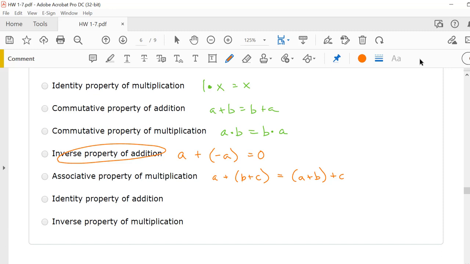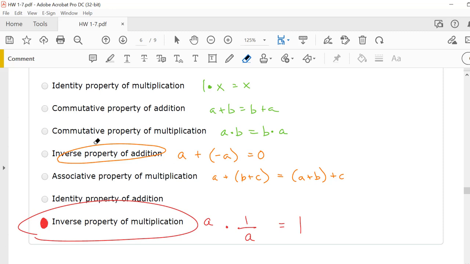That's the answer. Because inverse property of multiplication, if you multiply a number by its inverse, which is 1 over A, you're going to get 1. That's what the inverse property of multiplication says. Let me erase this one so it doesn't confuse you. That's the one we're looking for. 8 times 1 over 8 is equal to 1.